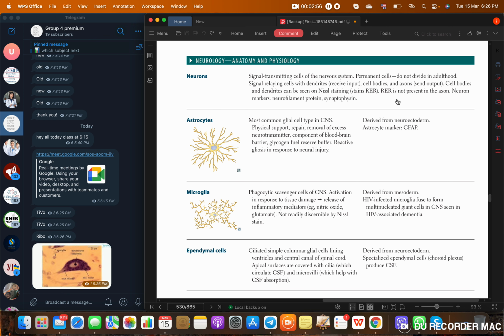Rough endoplasmic reticulum is not present in the axons. So how can we transmit? Well, the rough endoplasmic reticulum contains the ribosomes, as you said. So the creation of the neurotransmitter is going to be inside of it, because a neurotransmitter is a protein. How can we move the neurotransmitter from the Nissl body, which is the rough endoplasmic reticulum, into the axon and then to the presynaptic cleft? How can we move it from the soma, which is the body of the neuron, to the presynaptic cleft? How can we do that?